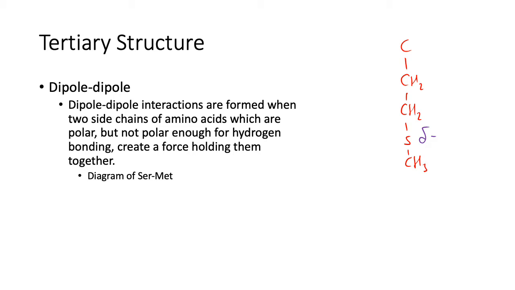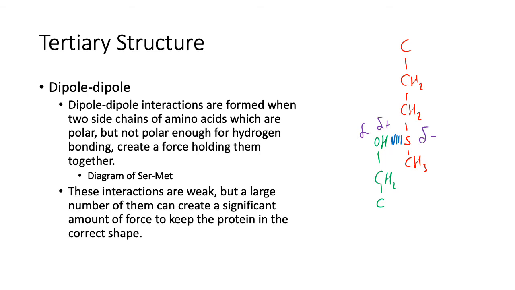And then the side group of serine would be a CH2 and then an OH. So the positive end on the hydrogen and the negative end on that oxygen, but the positive end of that hydrogen would form a dipole-dipole bond with the negative end of that sulfur, and then hold that together. It's not generally a very strong one, but it does exist, so therefore we have to learn about it. These interactions are quite weak, but a large number of them can do their thing.